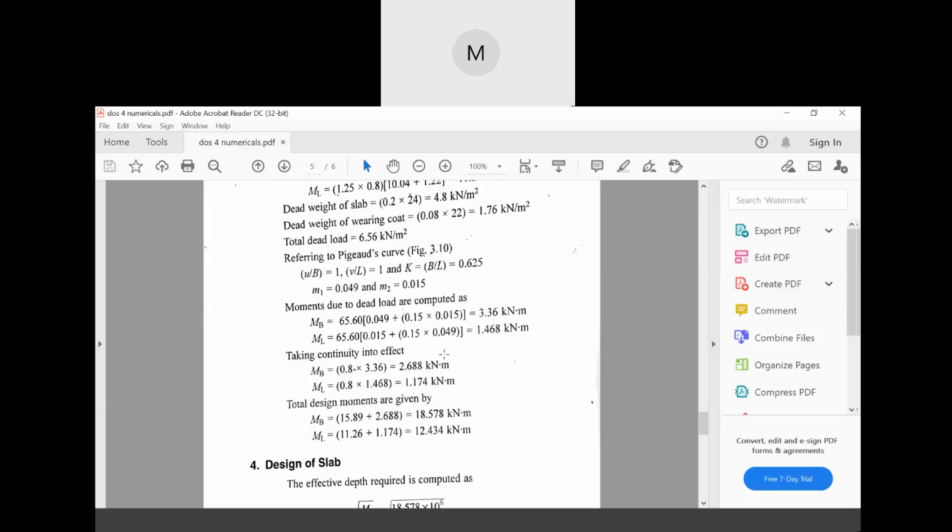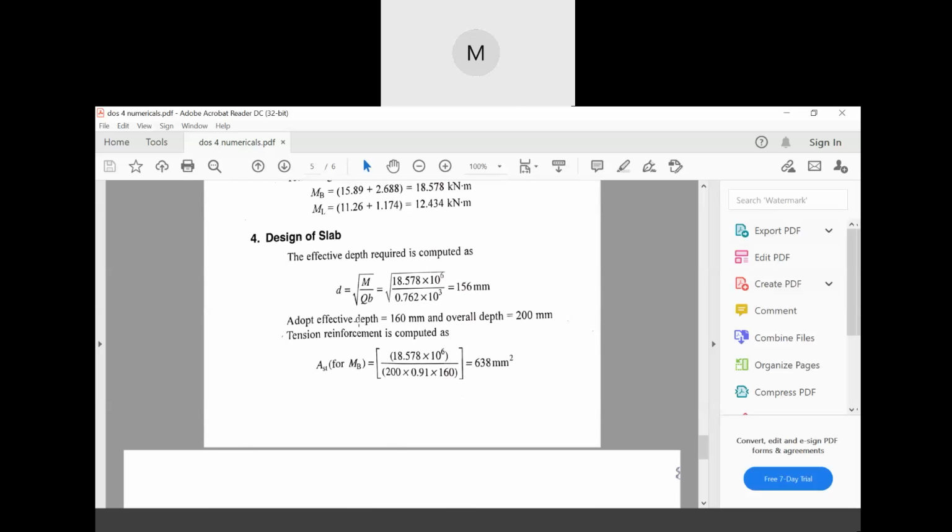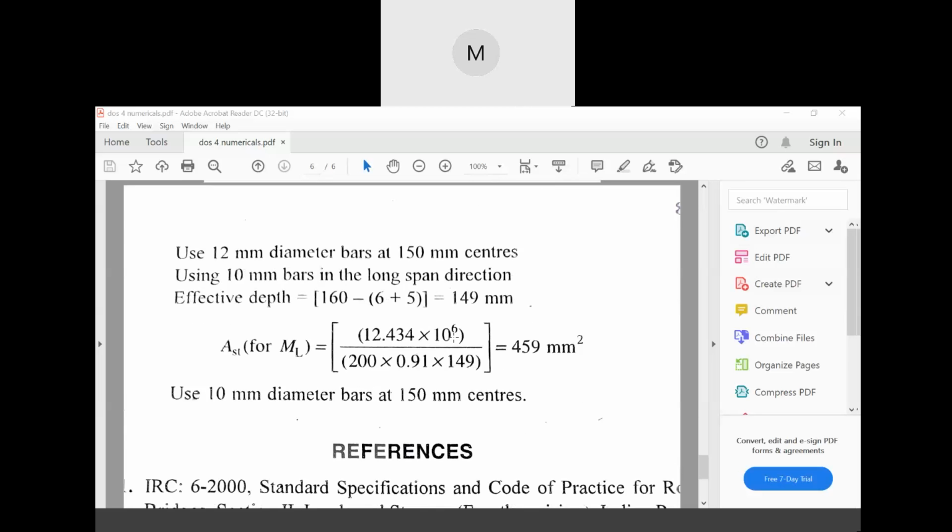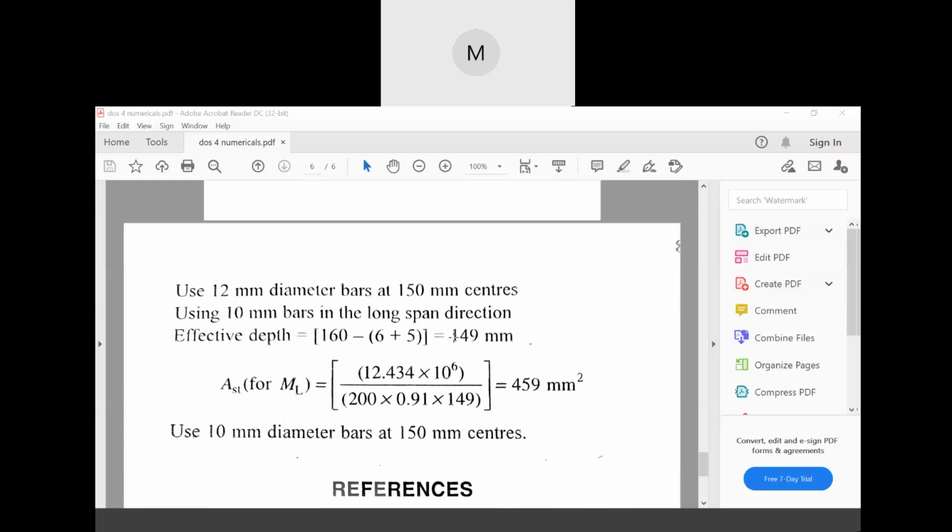So now after finding out the dead load bending moments, we find out the total design moments. Total design moments will be what? For MB it will be dead load and live load, and for ML it will be dead load and live load again. Now for designing the slab, we find out the effective depth, then area of steel for MB, and then effective depth and area of steel for ML. That's it. So this is how we will be computing this kind of numerical.